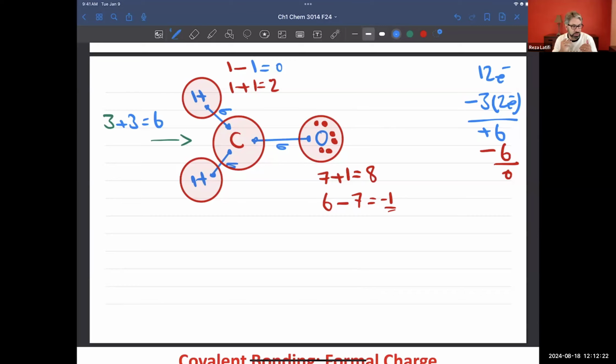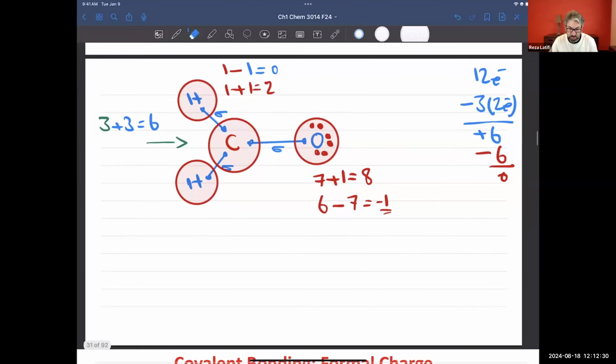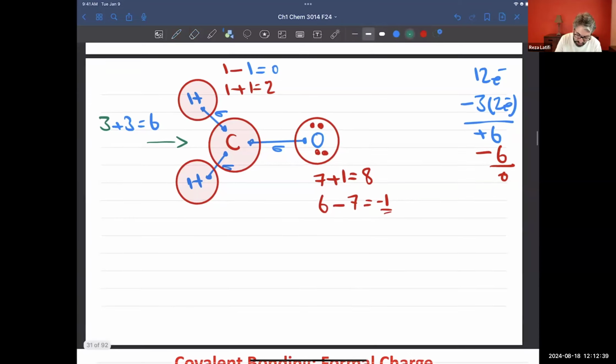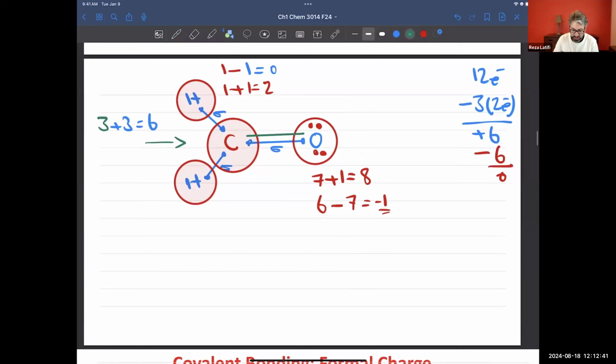I said that under any condition, you have to make carbon active. Otherwise, it's not going to be stable. What's the solution for it? Let's go after one of the lone pairs from oxygen. I'm going to get rid of this lone pair. So that lone pair is gone. Now, what do I do with it? I will share it between carbon and oxygen.